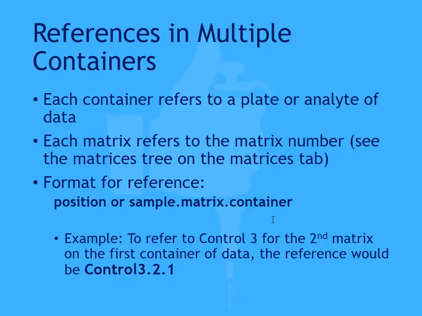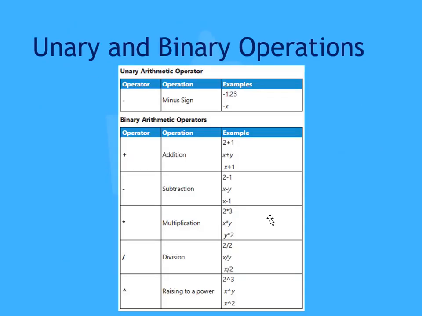The format for referencing these specific positions is position or sample, followed by a period, matrix, followed by a period, and then container. So to refer to Control 3 on the second matrix of the first container, the reference is Control 3.2.1.